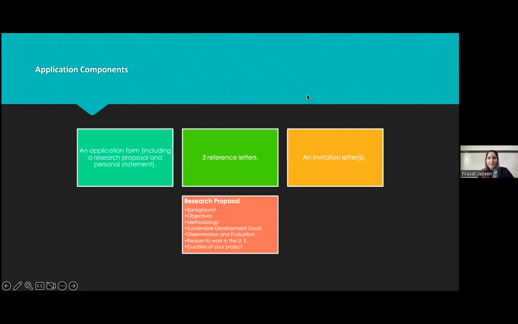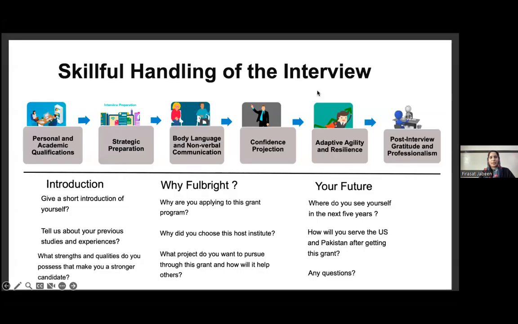This was Dr. Nazir Shahid, who was talking about the Fulbright Scholar Program. Our next presenter is Dr. Anila Anwar. Dr. Anila currently teaches at UET, and she also did her postdoc with Fulbright from Stevens Institute of Technology. She's going to talk about how to skillfully handle the interview and also her educational experiences in the US. Over to you, Dr. Anila.